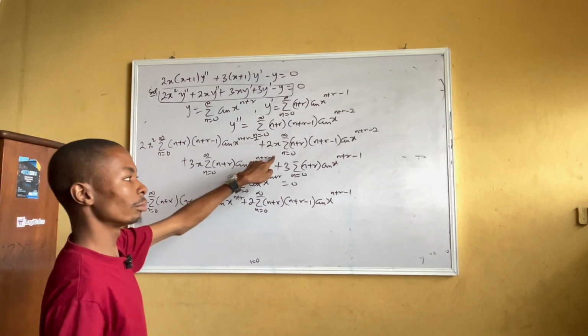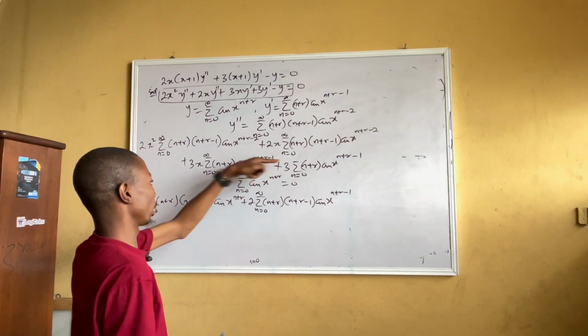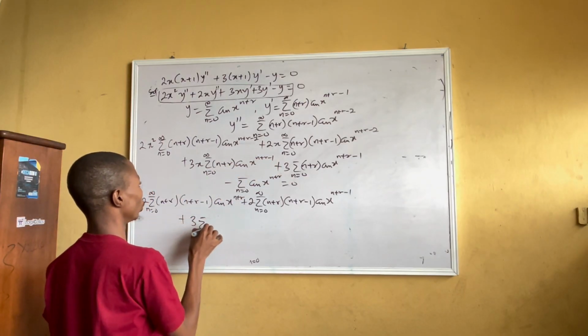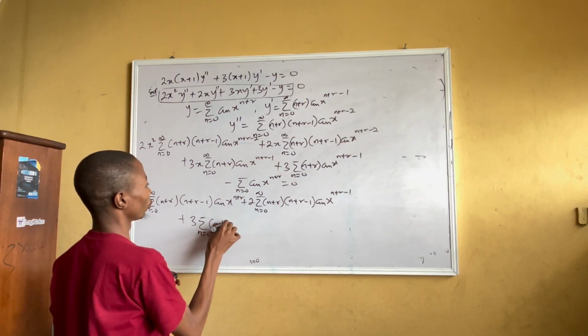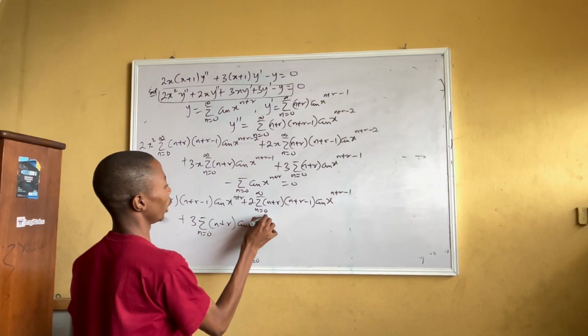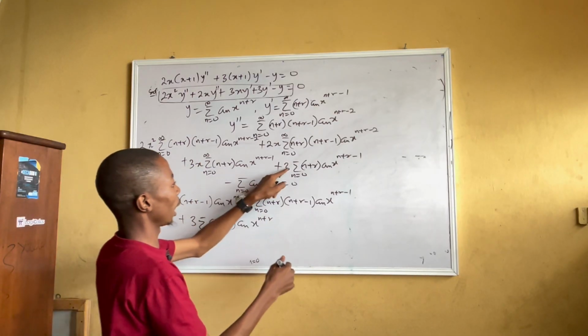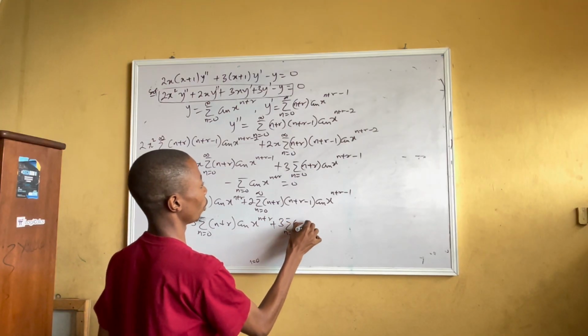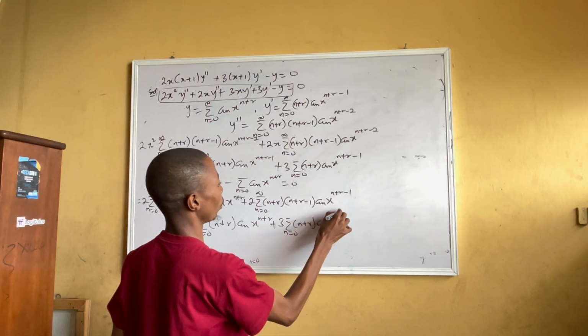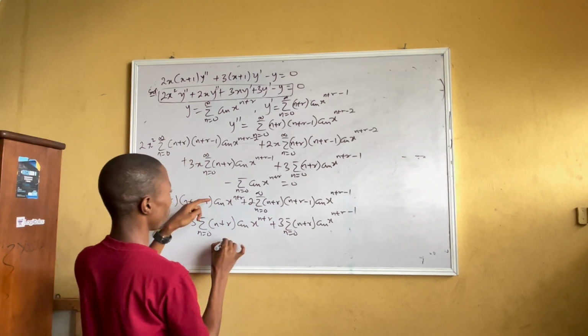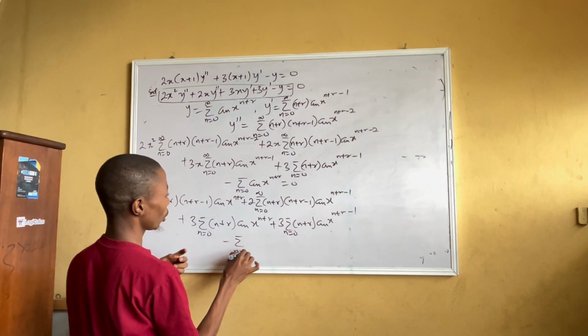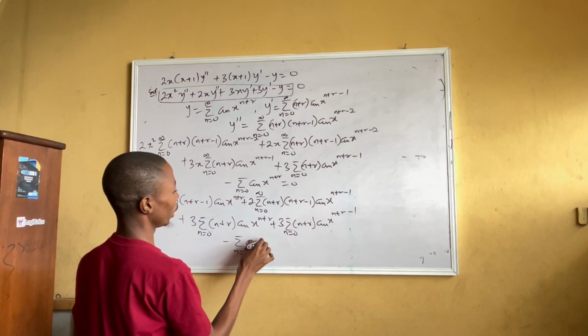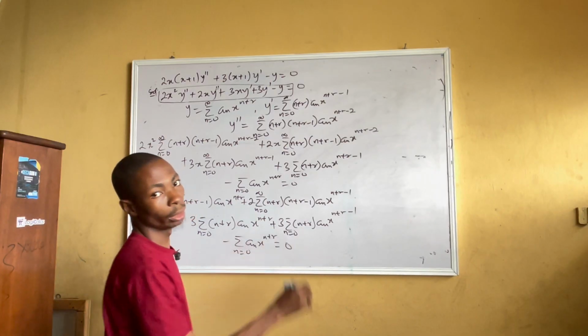x times x raised power something minus 1. It will be 3 summation n from 0 of n plus r a n x raised power n plus r. Okay, this is 1, this is minus 1, and 3. This will be 3 summation n from 0 of n plus r a n x raised to n plus r minus 1, minus summation n from 0 of a n x raised to n plus r, all equals to 0.